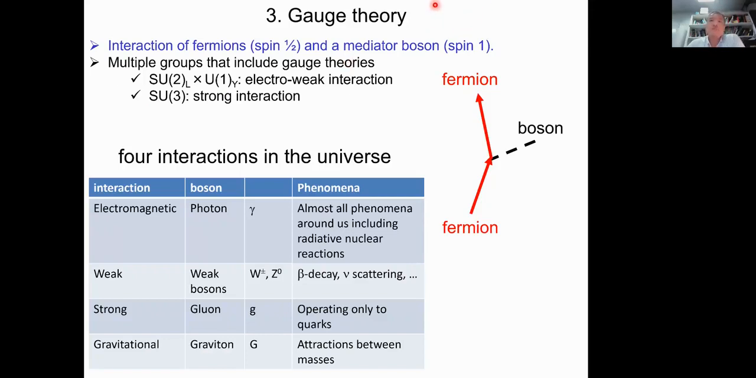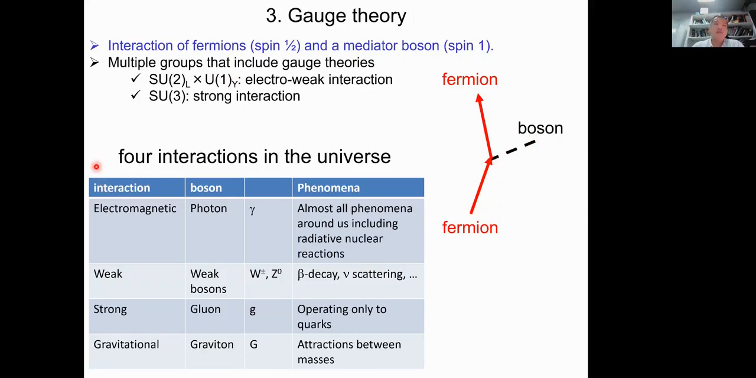In the standard model, interactions are described by gauge theory that involves interaction of fermions with spin 1/2 and the mediator boson with spin 1. And the standard model physics is described by some groups that include gauge theories: SU(2) cross U(1) for the electroweak interaction part and SU(3) for strong interaction. And this is a basic vertex of the gauge theory. A boson is exchanged and a fermion couples to this boson.